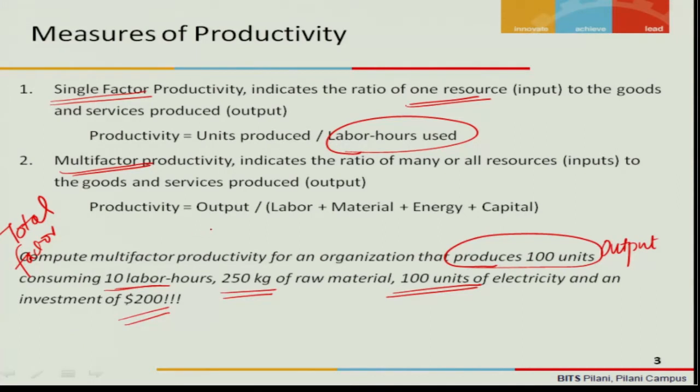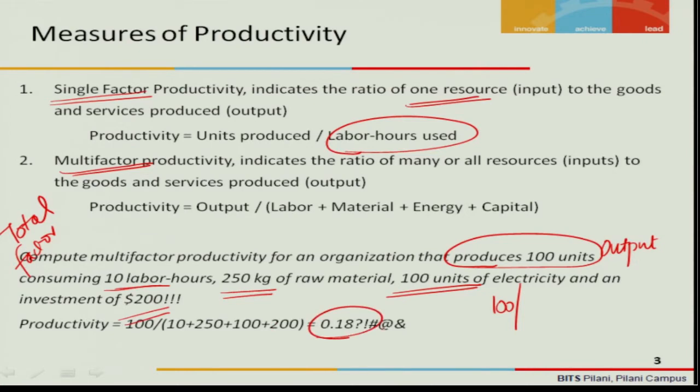We know that productivity or total factor productivity is equal to output divided by the sum of all the inputs. So the output here is 100 divided by the sum of all the inputs. Can we do that? 100 divided by 10 labor hours plus 250 kilogram of raw material and 100 units of electricity and finally $200 of investment. All put together it is 0.18. 0.18 what? This is erroneous. You know that this is erroneous.